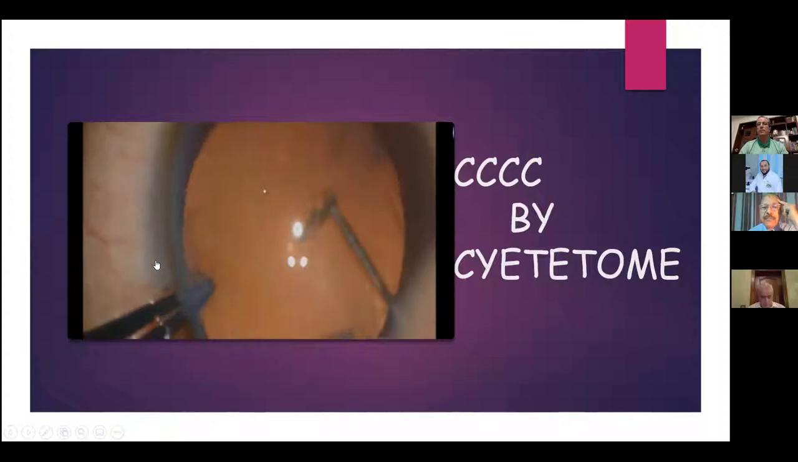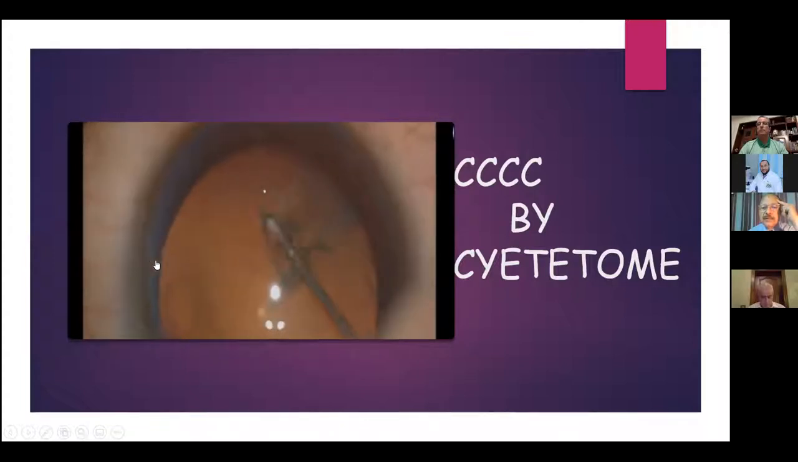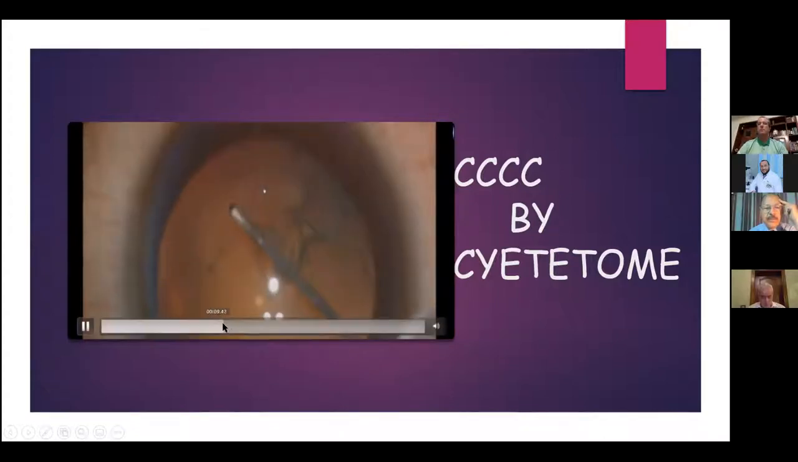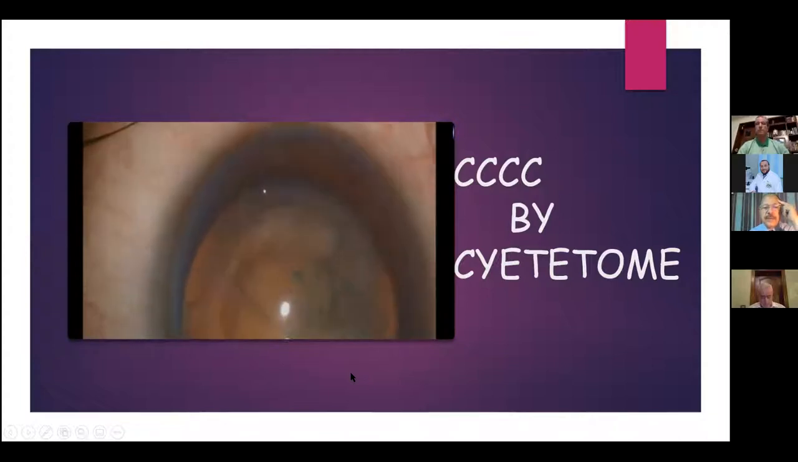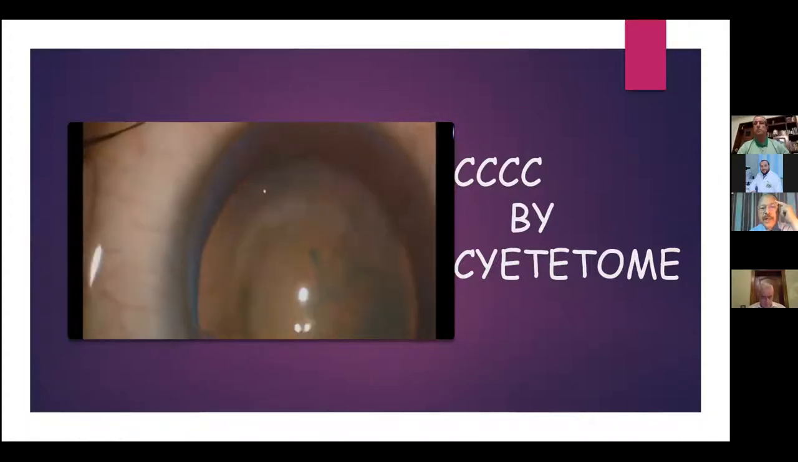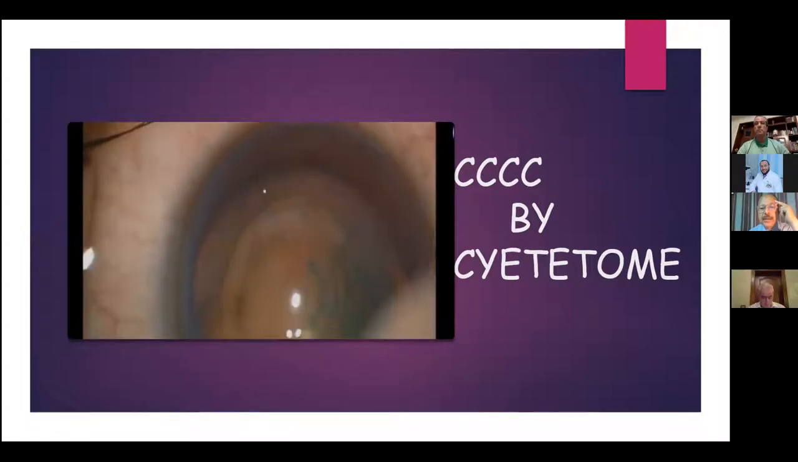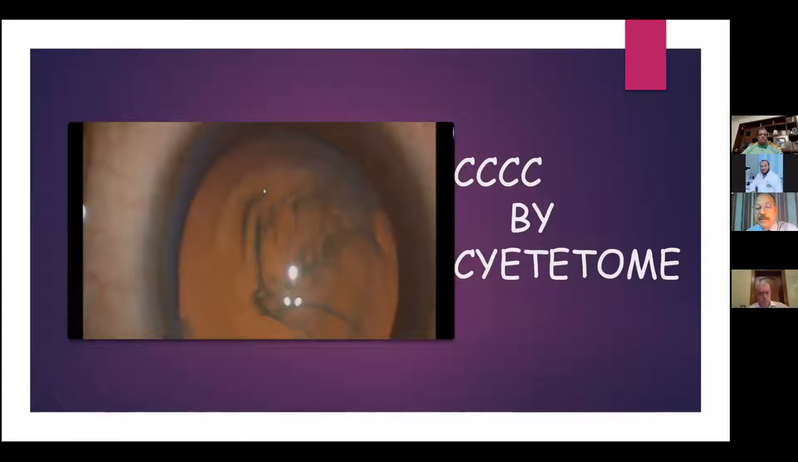In this case, we will use capsule access with the cystotome, creating a flap, and this flap should be flat, always like this, pushing the flap circularly. This is the tearing using the cystotome. It could be applied better than capsule access forceps, as it could be used through the side port, keeping the AC well formed, and the pressure in the anterior chamber is maintained all over the maneuver, and the viscoelastic is tamponading the anterior capsule.